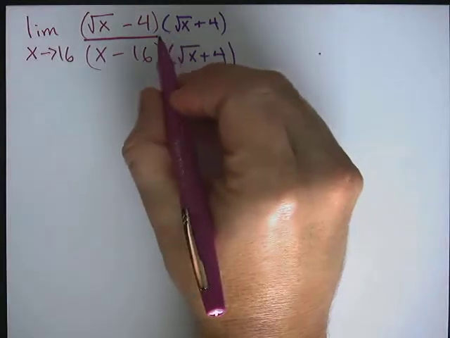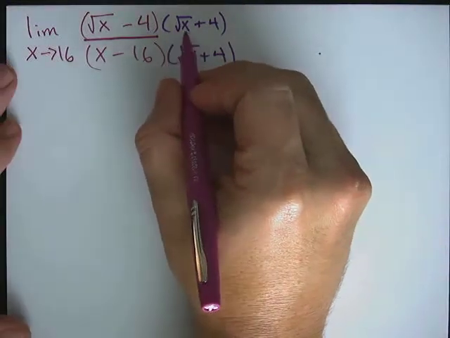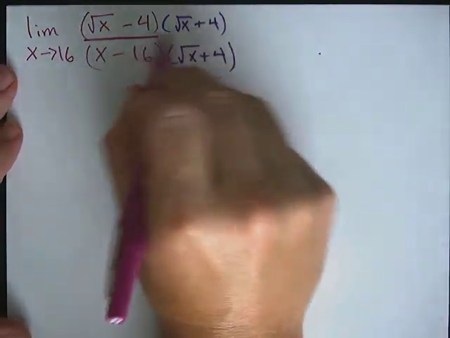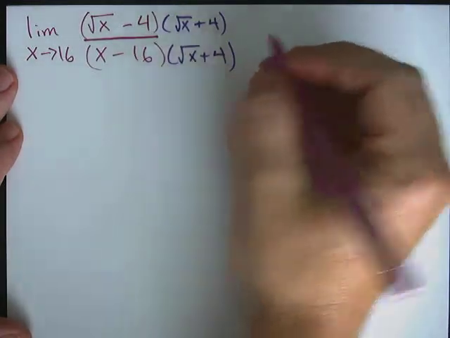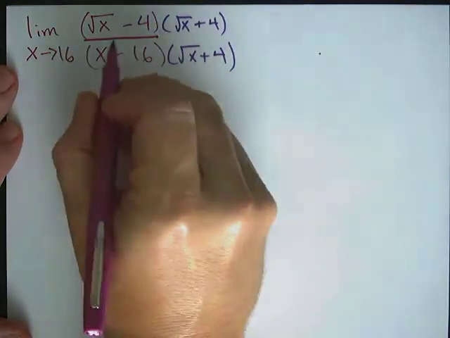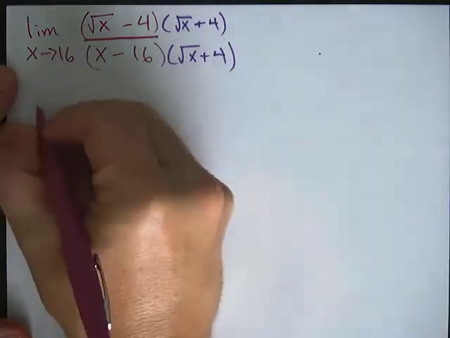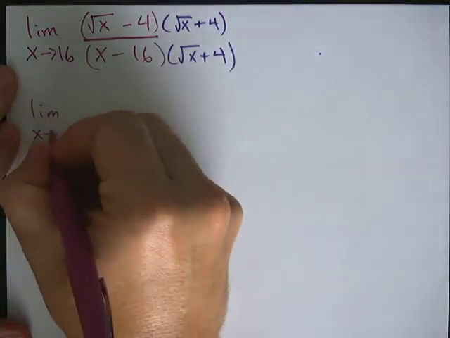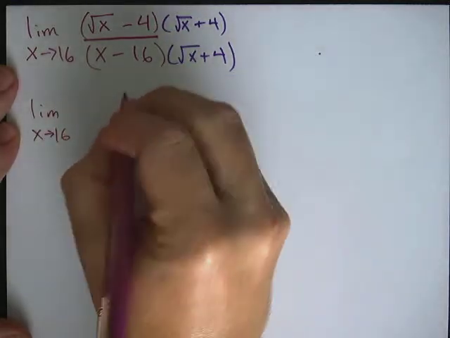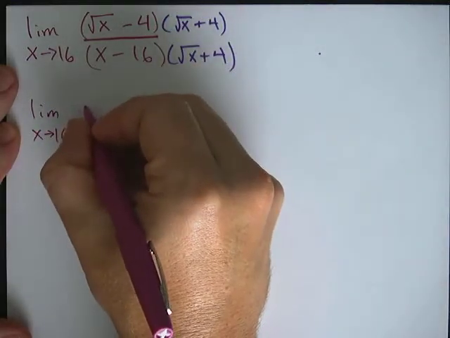So, nice thing about multiplying the conjugate is that things always cancel out and become much simpler. So, multiply the square root of x and the square root of x. That's just going to give us x. So let me go ahead and write this down. It's approaching 16. So we get square root of x and square root of x, which is x.